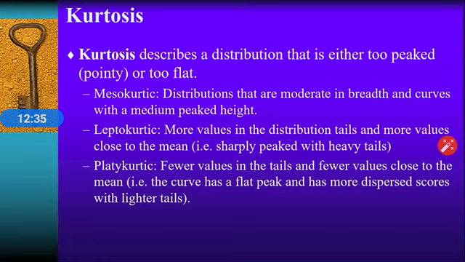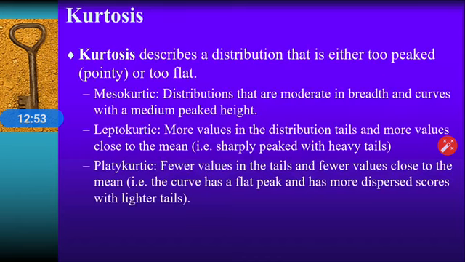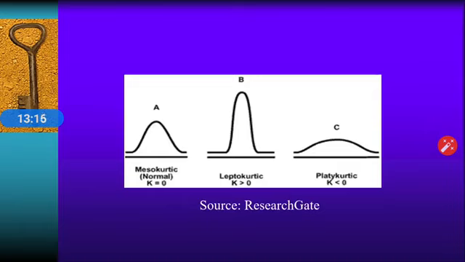Leptokurtic. In leptokurtic distributions, there are more values in the tails and more values close to the mean. These are sharply peaked with heavy tails. Second one is leptokurtic. Third is platykurtic. In platykurtic distributions, fewer values are found in the tails and fewer values close to the mean. The curve usually has a very flat peak and has more dispersed scores with lighter tails. The third one is a platykurtic distribution.